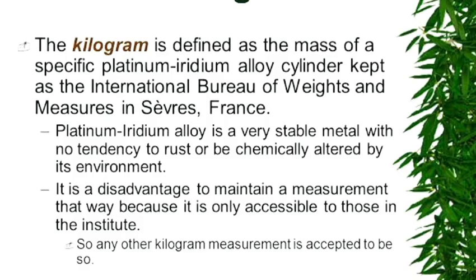Student, you know the kilogram is the second fundamental unit. So how can we define the kilogram? Kilogram is defined as the mass of a platinum iridium alloy cylinder. In this cylinder, 90% is platinum and 10% is iridium, which is kept at the International Bureau of Weights and Measures in France. This platinum iridium alloy is very stable. It cannot rust or be chemically destroyed by the environment.